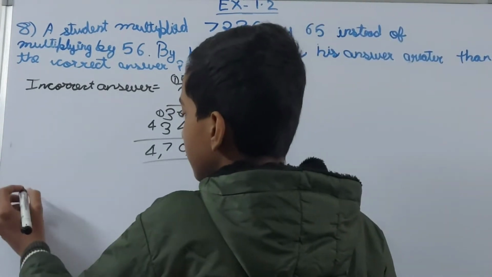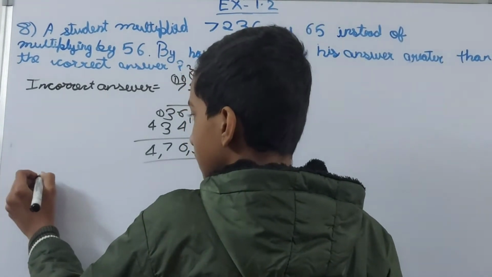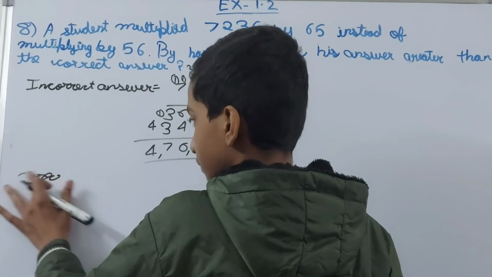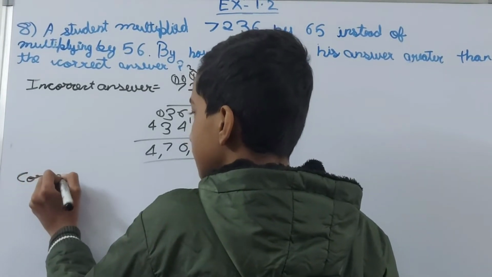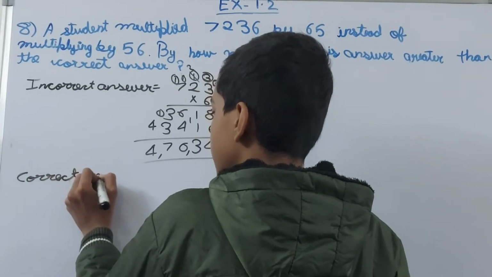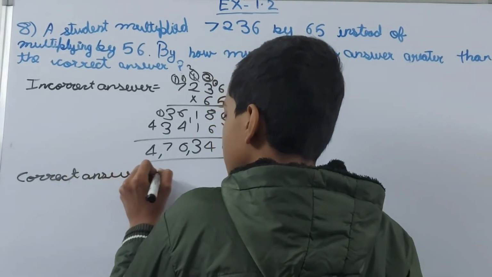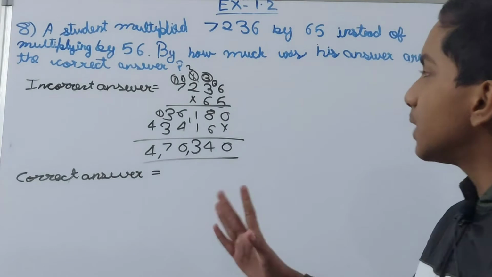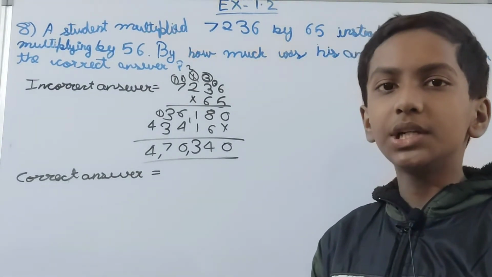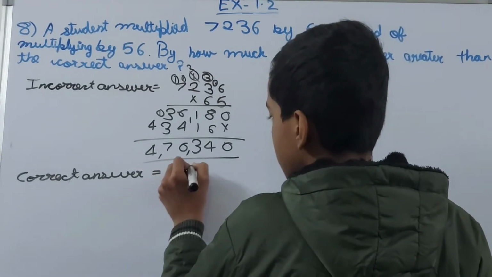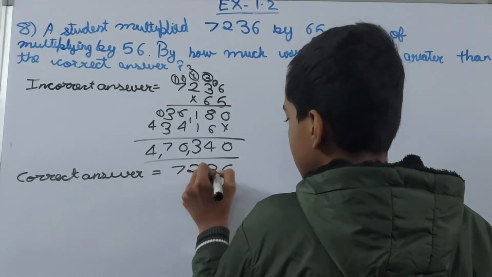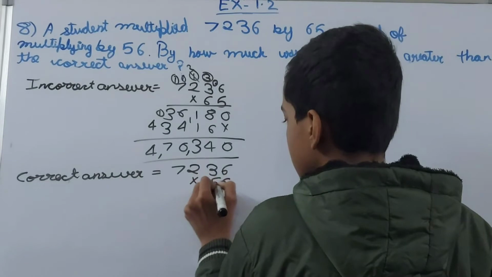Now we will find the correct answer, okay. So let's find the correct answer. What will the correct answer be? For this, we need to multiply the number which the student had to multiply 7236 by, that is 56. So 7236 into 56.